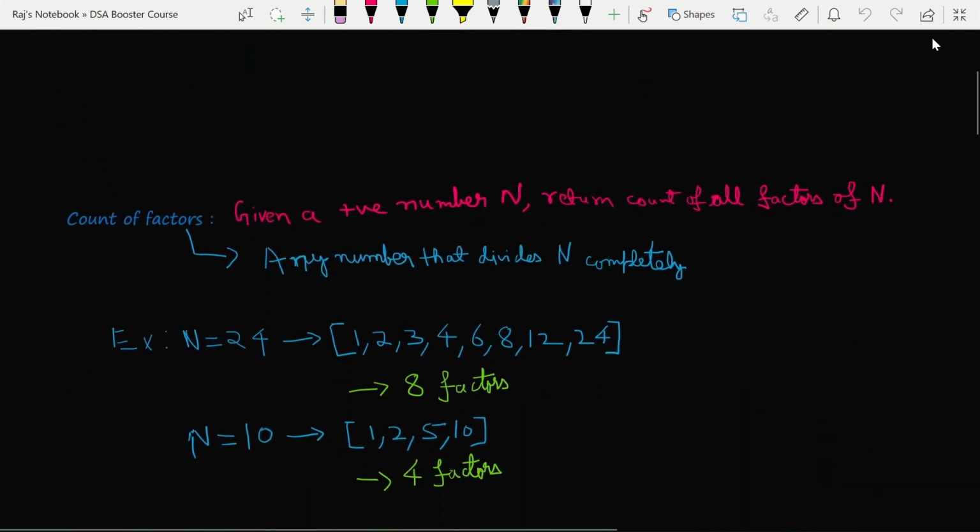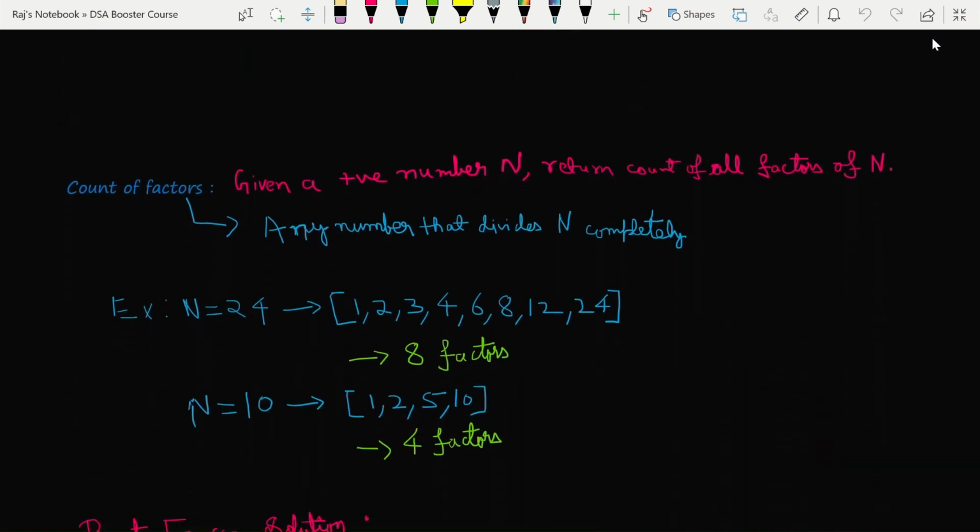The problem is to count the factors of a given number n. A factor of a number n is any number that divides n completely. So this is a very simple problem. Let's see what we are expected to return. For example, when my n is 24, then all its factors are 1, 2, 3, 4, 6, 8, 12 and 24, a total of 8 factors, so we return 8 as the count. If n is 10, we have 4 factors, 1, 2, 5 and 10, and we return 4.